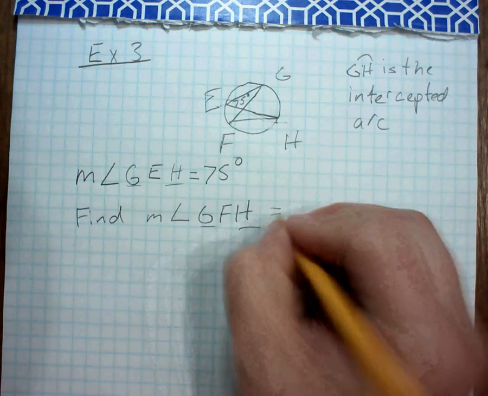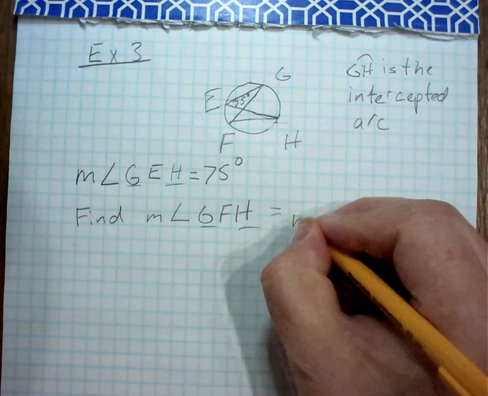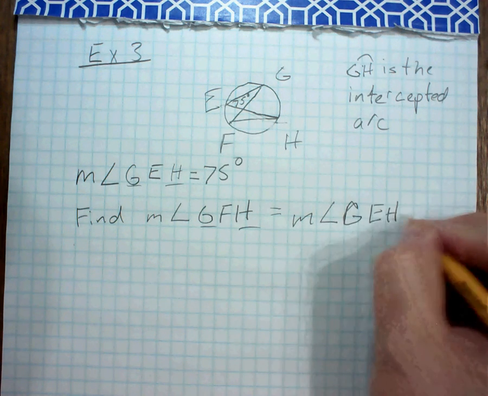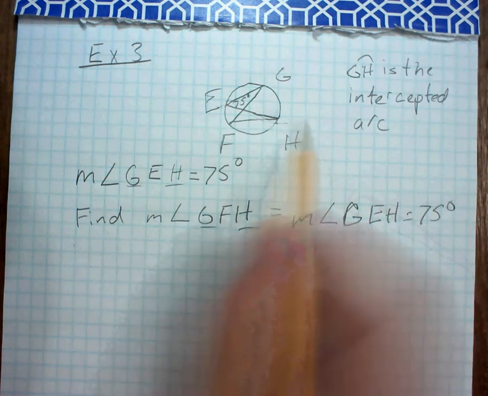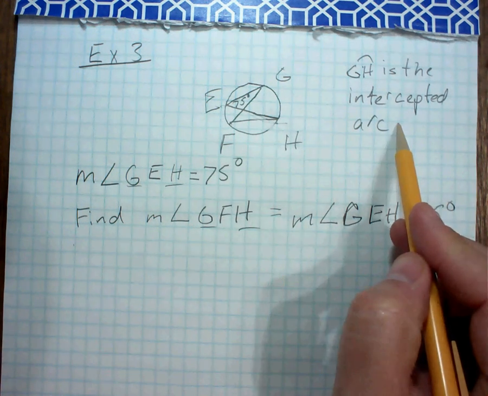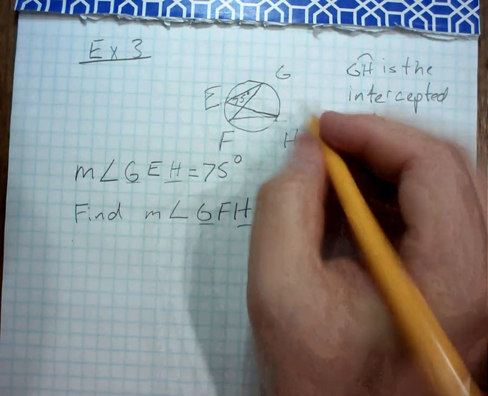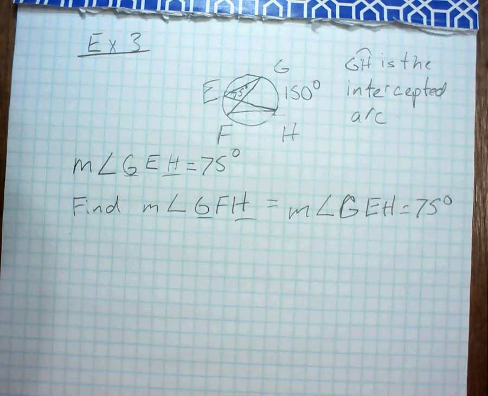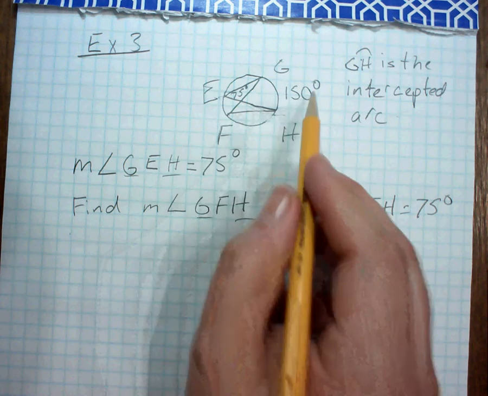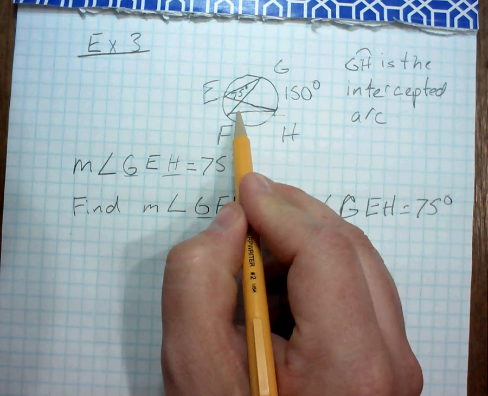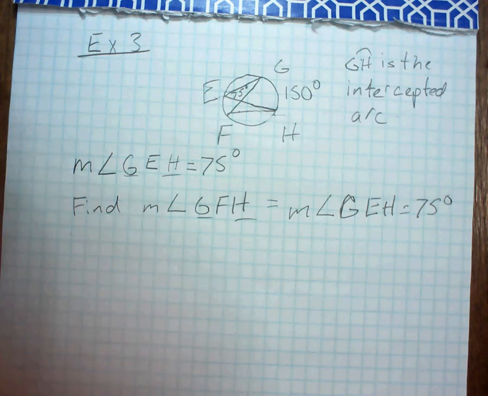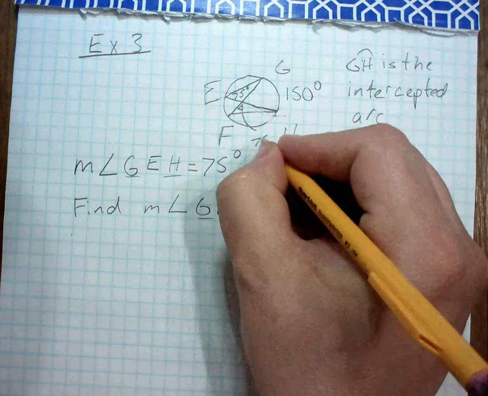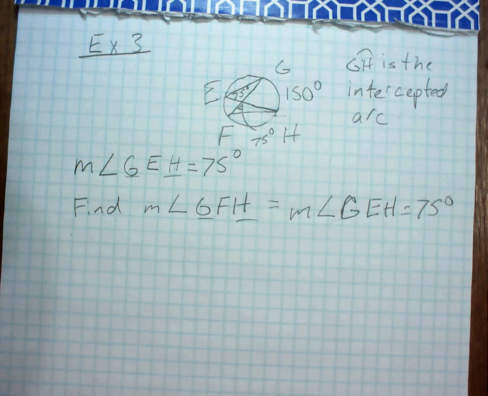So, in other words, this is equal to the measure of GEH, which is equal to 75 degrees. Now, where that comes from, because they share this intercepted arc, we know that 75 times 2 gives us the measure of GH, which is 150. But this is another central angle of the 150, so to find this angle, it's just going to be divided by 2. So this would be 75 degrees as well. Okay? That's pretty easy.